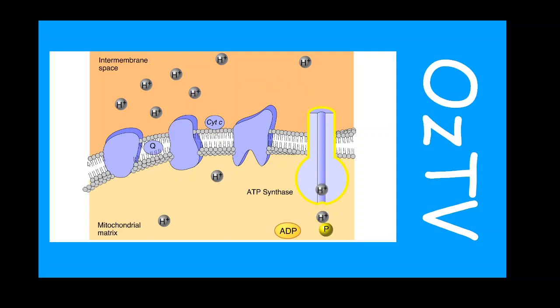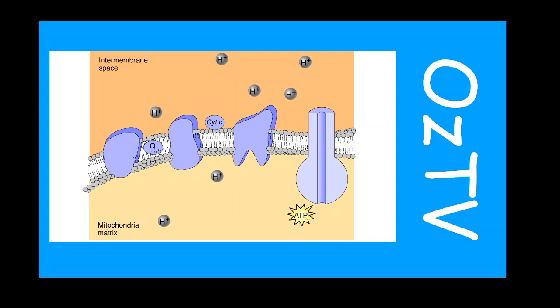As hydrogen ions flow down their concentration gradient, ATP synthase captures their energy to make ATP. This mode of ATP production is called oxidative phosphorylation because it is powered by the transfer of electrons to oxygen.